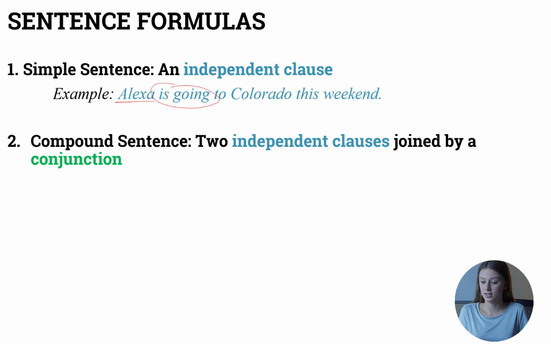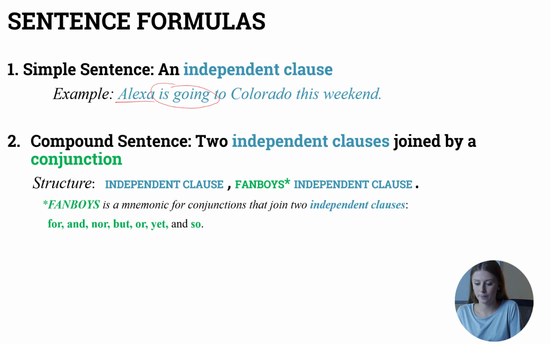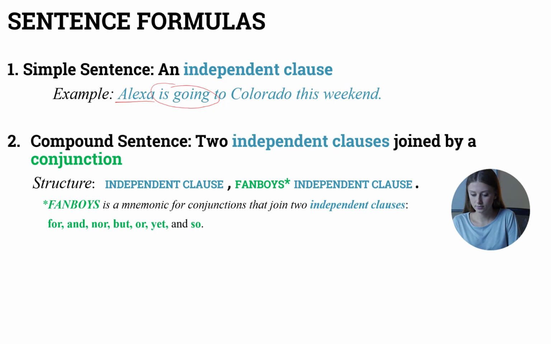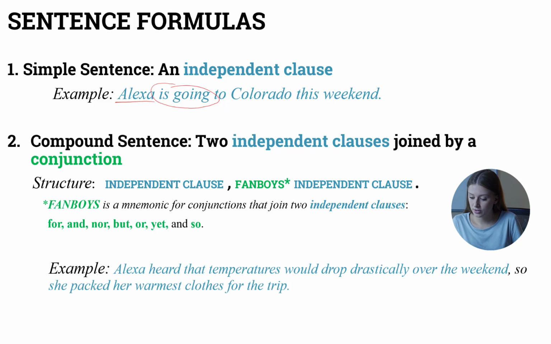Now a compound sentence is two independent clauses joined by a conjunction. It's very important that you join them correctly or else this could result in an incomplete sentence. So you have independent clause, comma, conjunction, independent clause. The different conjunctions you can use can be remembered by the acronym FANBOYS, which is for, and, nor, but, or, yet, and so. An example: Alexa heard that temperatures would drop drastically over the weekend, so she packed her warmest clothes for the trip.